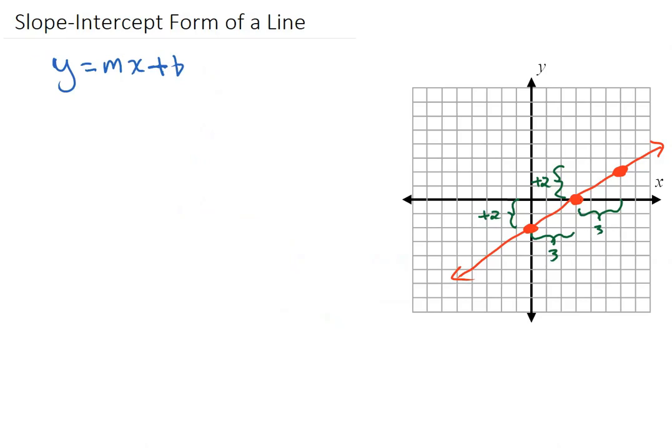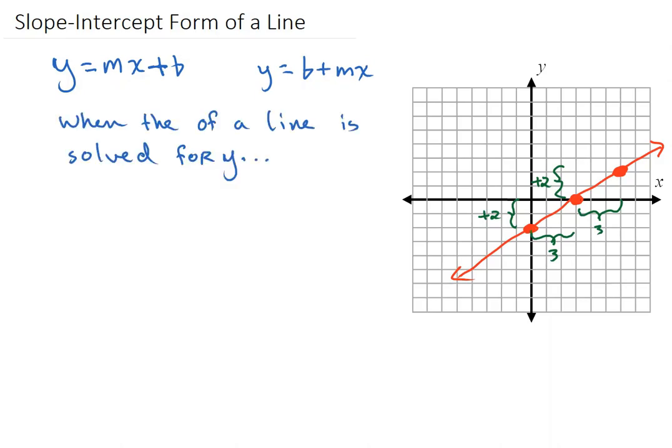we usually write this as y equals mx plus b. Some textbooks you'll see it written as y equals b plus mx. It doesn't matter which order that's written in. But what we know now is, when the equation is solved for y, we can determine the y-intercept as (0, b), or whatever that number is that is not being multiplied by x. And we can determine the slope as whatever number is in front of x, and that's going to determine how steep the line appears on the graph.